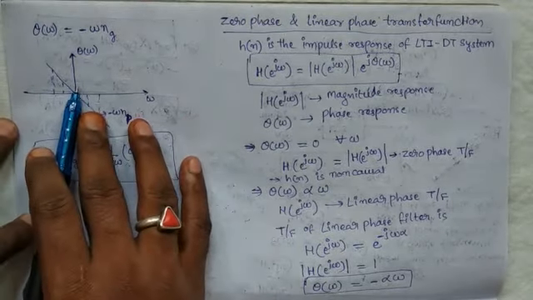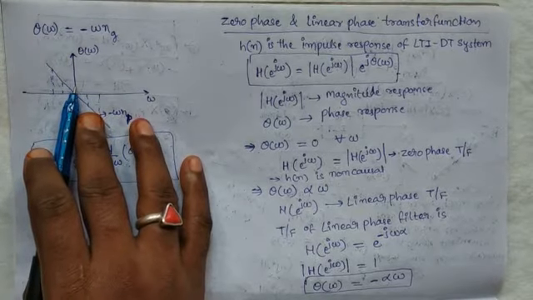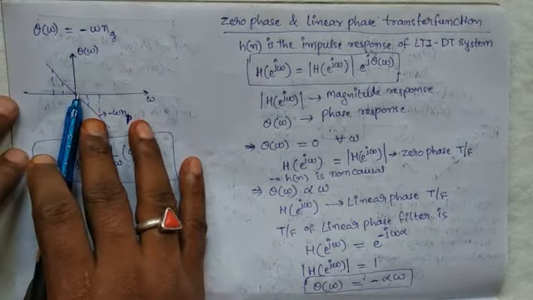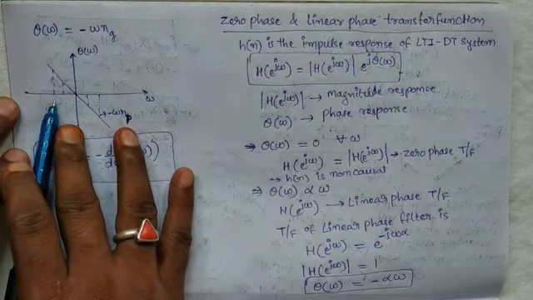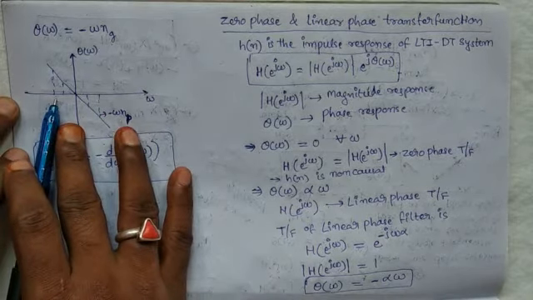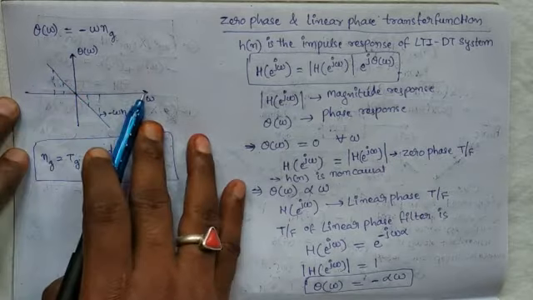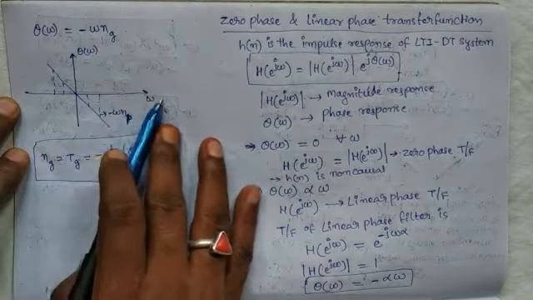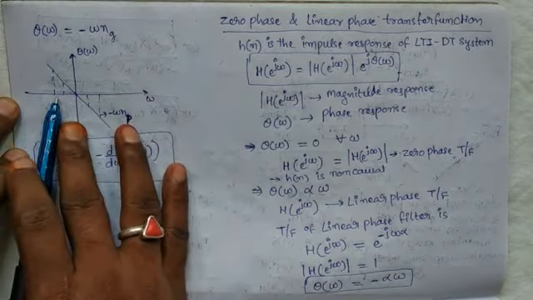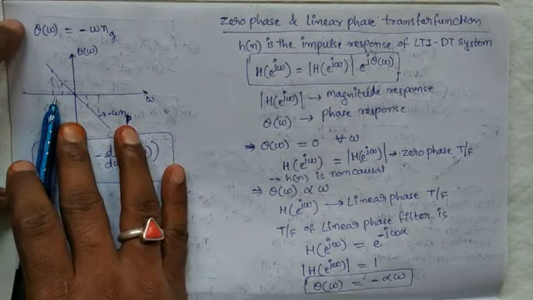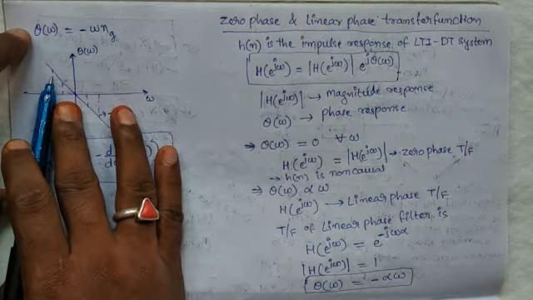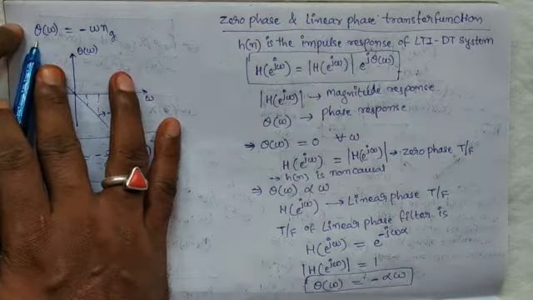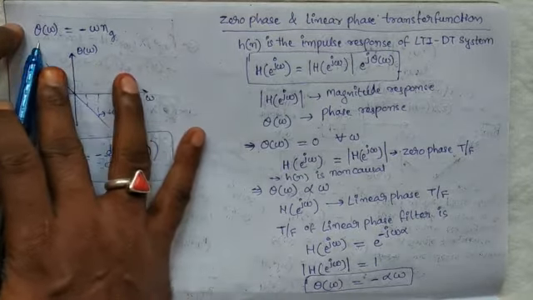Here we are calculating the group delay, that is, the time delay for every instant of the frequency. To calculate it for every instant, we differentiate this equation with respect to omega.